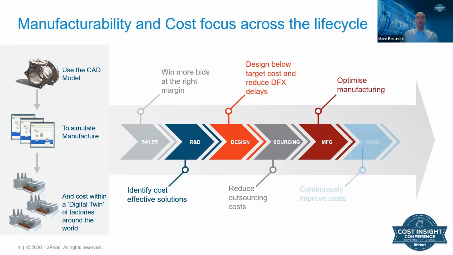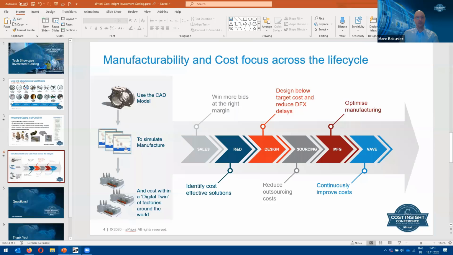Optimize manufacturing, and supporting value engineering processes to continuously improve products and our costs with these products. Our general goal with a priori is to avoid the value engineering process and to do things right from the beginning. So when we're designing our product, make sure we have a cost-effective, manufacturable part, so that we can avoid having to do value engineering activities after the product is released to market. And with that, we will jump into the actual demonstration of the investment casting cost model.